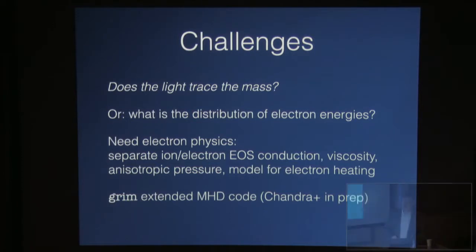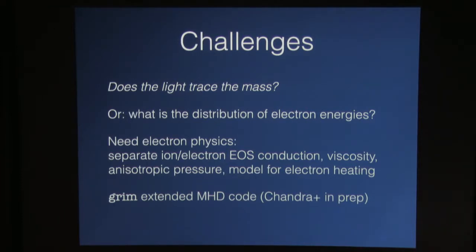Okay, so I said earlier that we had committed our greatest sin by using a fluid model, and that's absolutely the case. And the key problem now, I think, in this field is a question that's familiar from cosmology, which is, does the light trace the mass? And in particular, do the energetic electrons trace the location of the ions? And so what is the distribution of electron energies? And to pursue that question, we need to put some plasma physics into the models.